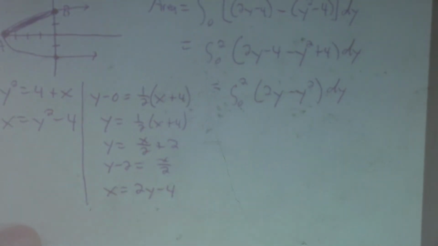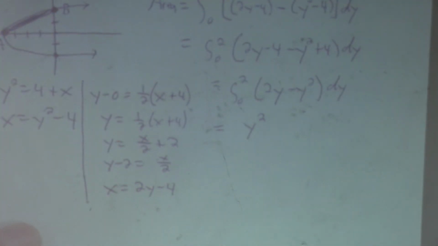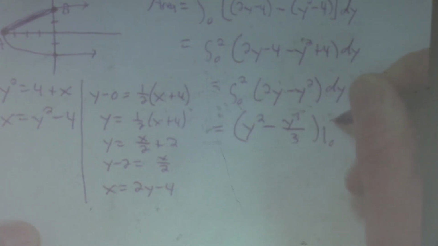And we're going to bump up and divide. So it'd be y squared over 2, and the 2's are going to cancel out. So the antiderivative of 2y is just y squared. Minus, this will be y cubed over 3 when we bump up and divide. And fundamental theorem, we're going to evaluate this from 0 to 2.